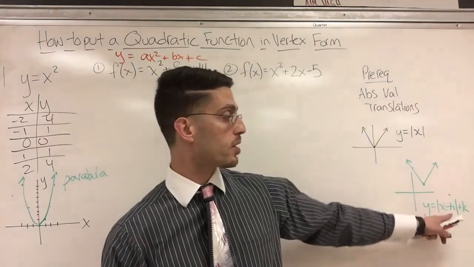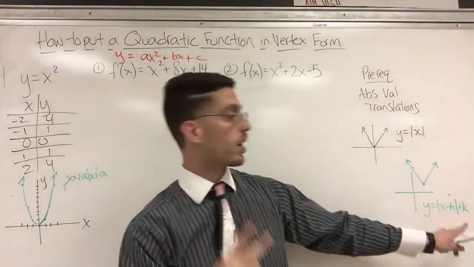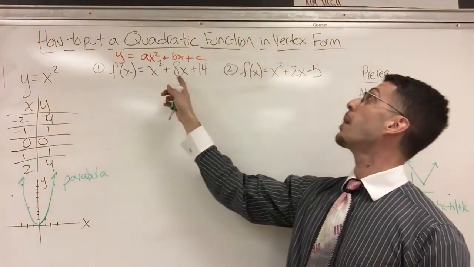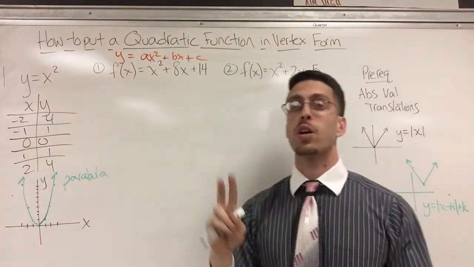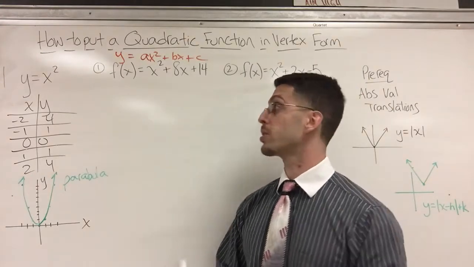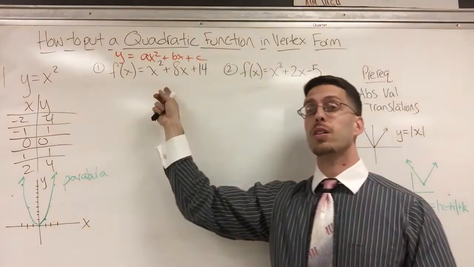When you add a number inside, it shifts horizontally. When you add a number outside, it shifts vertically. So I need to be able to put this in vertex form so I can quickly see what the shift is going to be. So now you need some mathematical skills here. First of all, you can type this in the calculator. You don't need any skills.